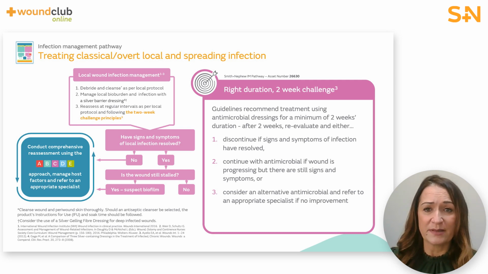There is no improvement. The silver barrier dressing should be discontinued and consideration given to changing the dressing to one that contains a different antimicrobial agent. Once the bioburden is under control and the wound is improving, a non-antimicrobial dressing should be considered.